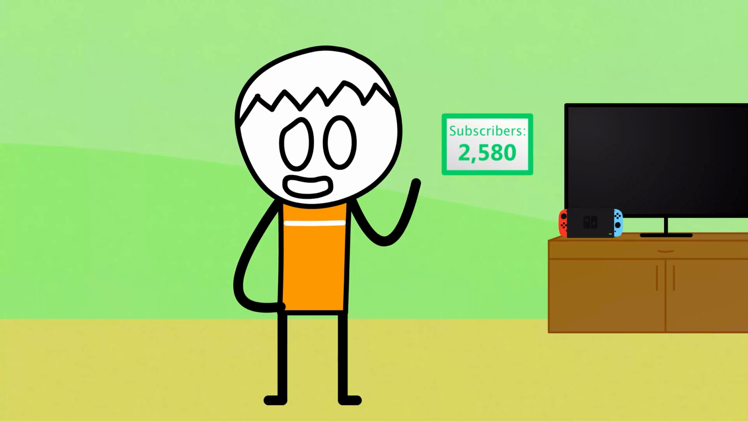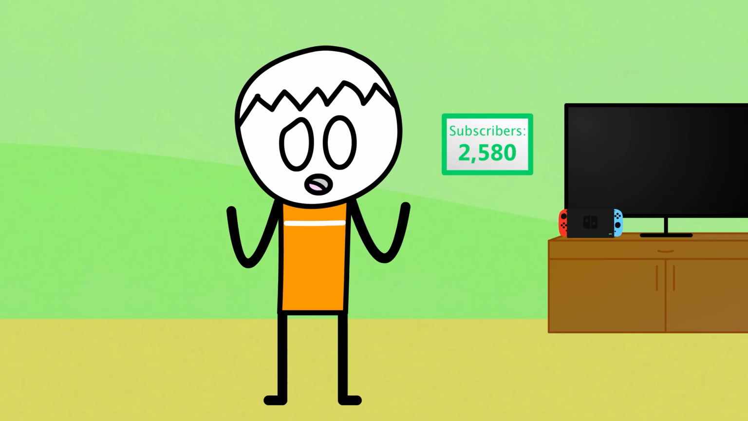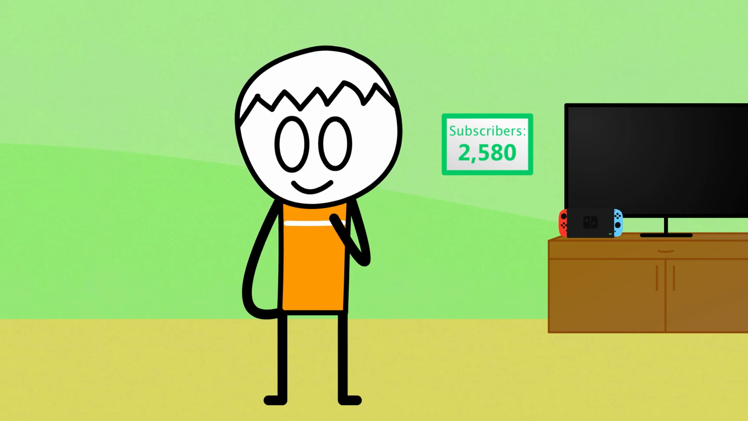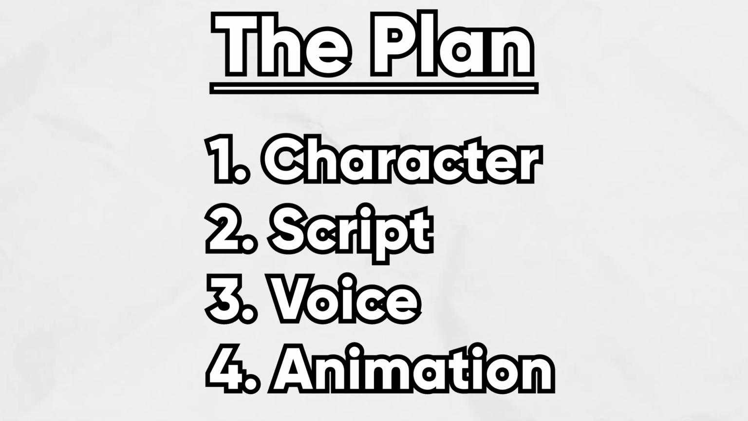I was going to start this video with, it all started back in 2020, but there's no real story behind it. I just thought, you know what would be cool? Making an animated YouTube channel using AI. So I devised a plan. Every animation channel has 4 basic aspects: character, script, voice, and animation. We'll be covering each of these with AI.